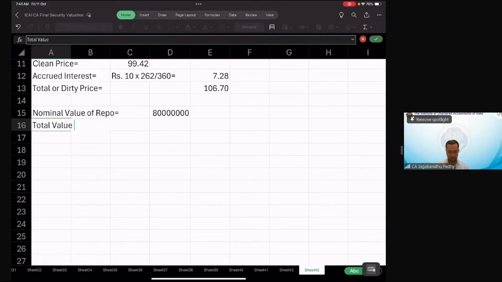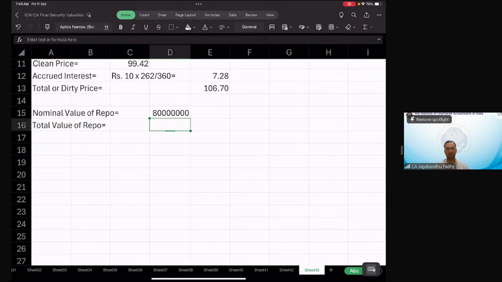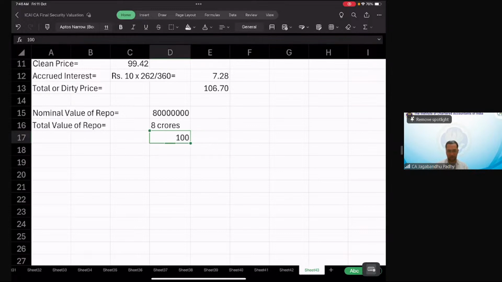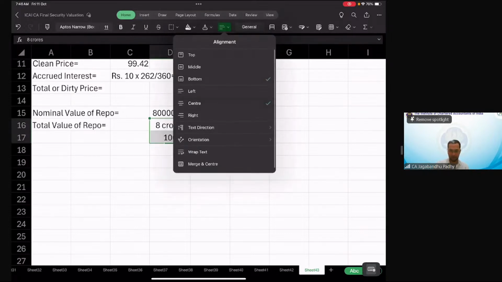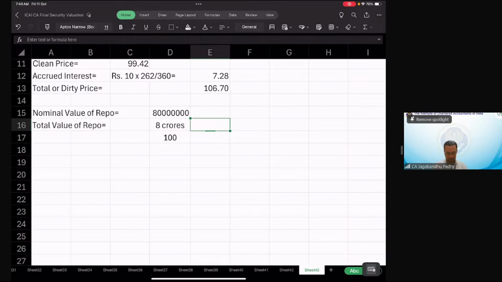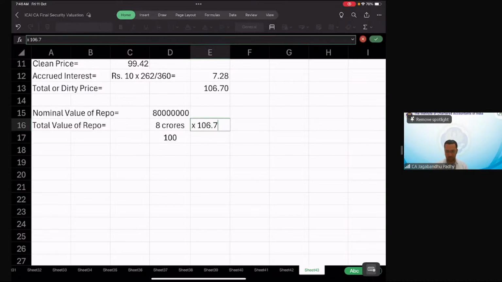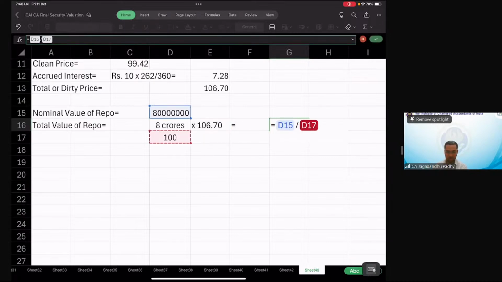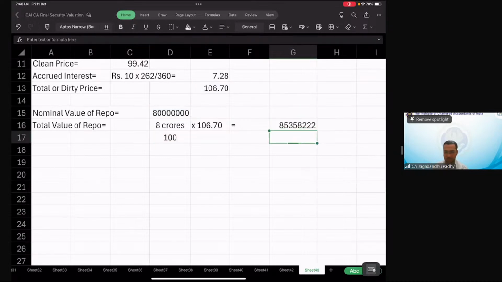If the nominal value is 8 crores, can you tell me what will be the total value of repo? The bond has a face value of 100, so it will be 8 crores divided by 100 face value, multiplied by 106.7, which is 8 crore 53 lakh 58,222. This is the total value of repo.